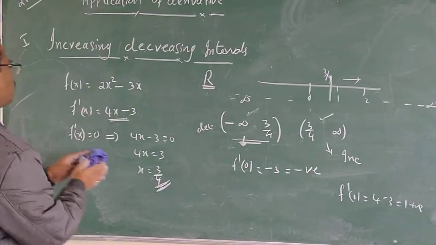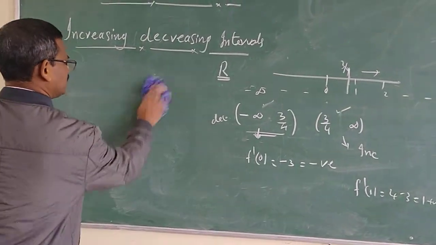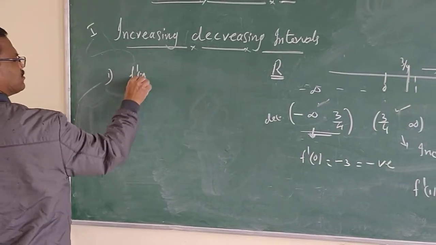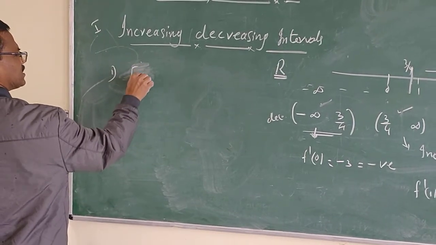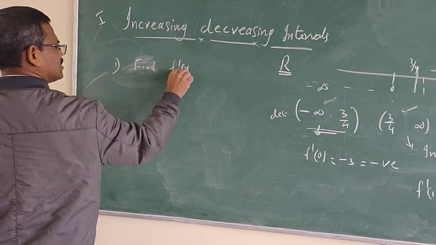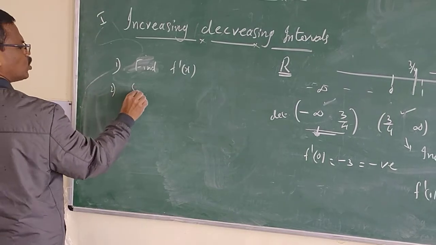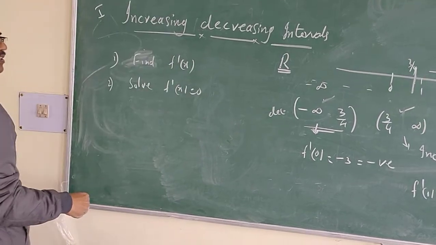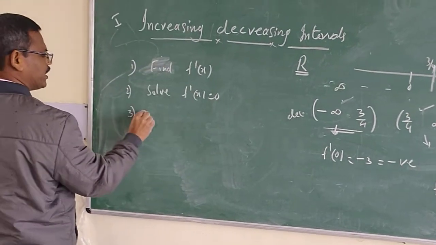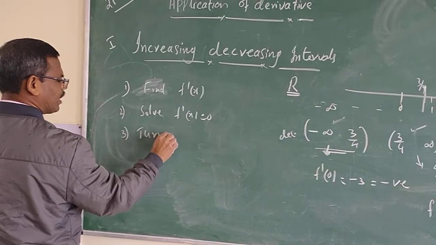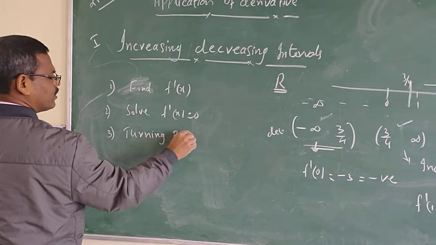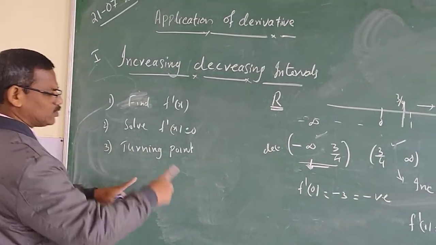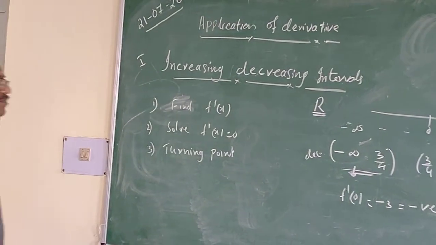So what is the working rule? This time I will explain it to you. Okay. First step is we will be finding f dash x. Find f dash x. And second step is solve f dash x is equal to 0. You solve it. So solving that you get a turning point. Whatever value of x we get, we call it the turning point. Because it changes from increasing to decreasing like that. So that is why we call it the turning point.